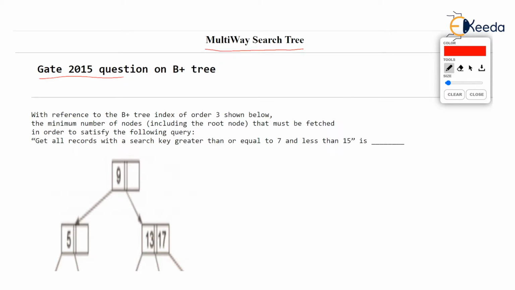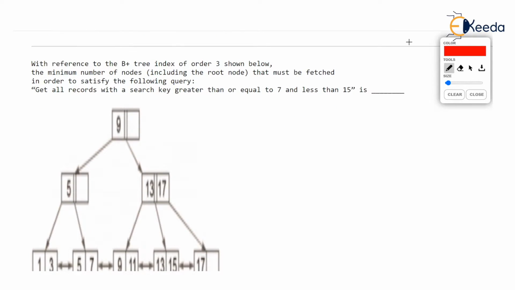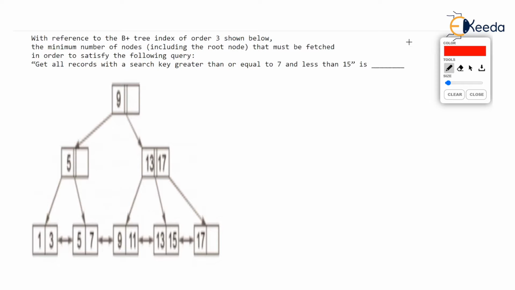Now the question says that with reference to the B plus tree, we are given a B plus tree index of order 3 shown below. So the B plus tree has order 3. By order 3 we mean that a node can have a maximum of 3 children. Order 3 means the node has 3 pointers, that is, it can point to a maximum of 3 children.